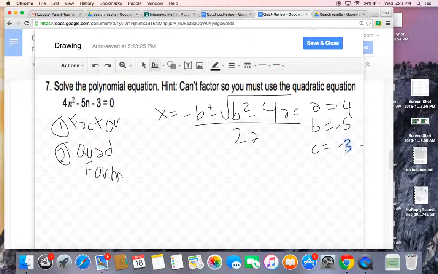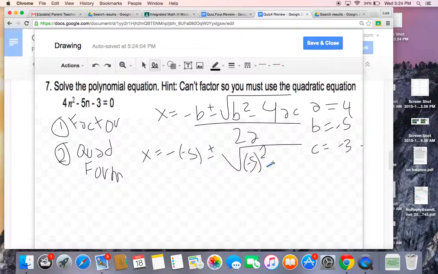I already listed my a, b, and c. Now I'm ready to plug them into the formula. So I'm going to rewrite it as x equals, and then I'm going to have negative b. What was b? B was negative 5, so I'm going to have negative of negative 5. Then I have a plus or minus, and then I have b squared, right? What was b? B was negative 5, so I'm going to do negative 5 squared, or negative 5 to the second. And it's always useful to put parentheses around things so you simplify better.